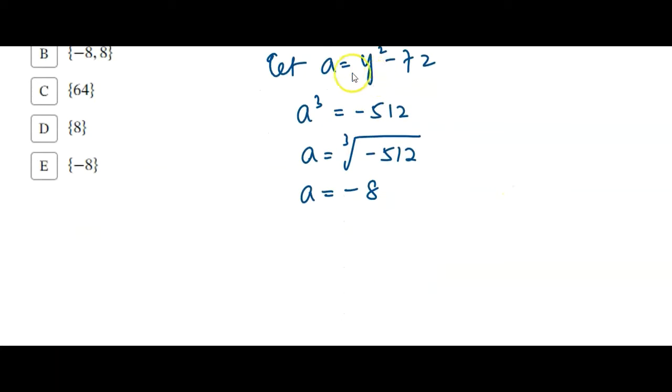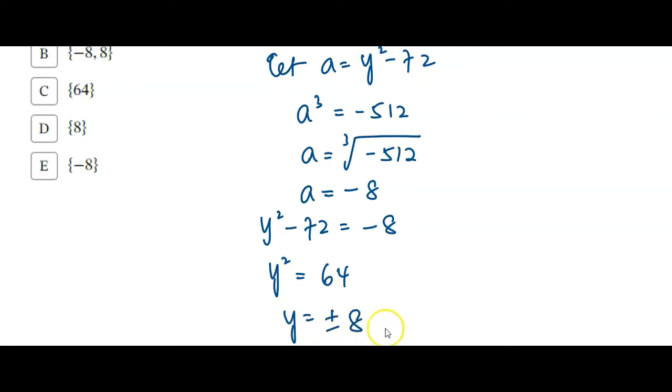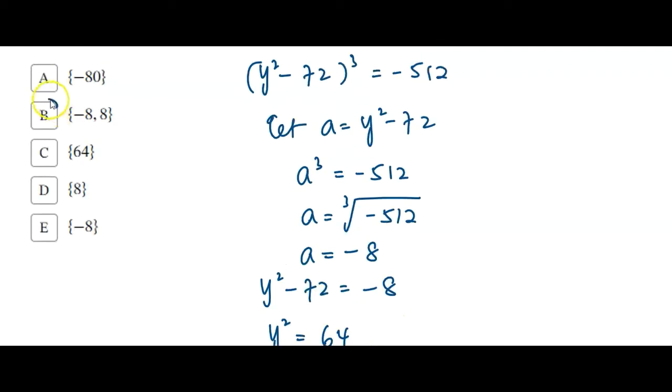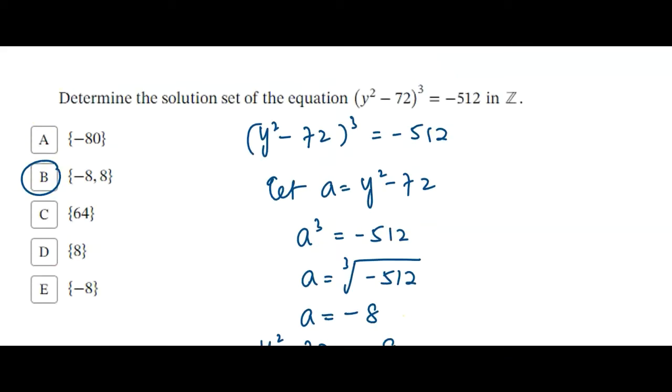So now I will replace back the a as y squared minus 72. Then this is equals to negative 8. Now we can solve for the y, where y squared now is equals to 64. So the y equals to positive negative 8. So the correct answer should be B.